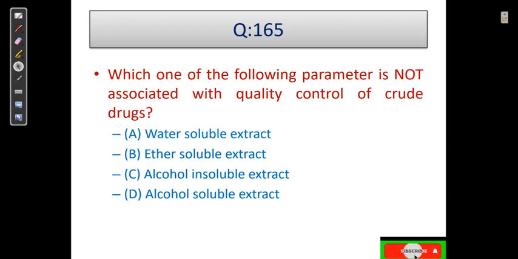Which one of the following parameters is not associated with the quality control of the crude drug? Water soluble extract, ether soluble extract, alcohol insoluble extract, alcohol soluble extract. आप देख लीजिए ये सब में सॉल्युबल ही आता है. So I can say odd one is out. So alcohol insoluble extract is not an important one.